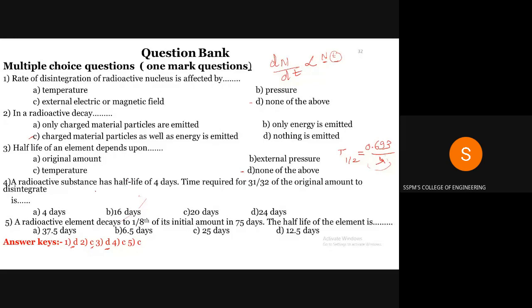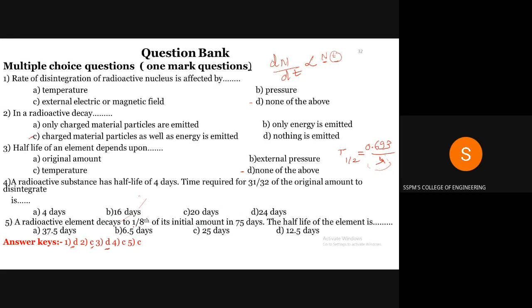A radioactive substance has a half-life of 4 days. The time required for 31 out of 32 of the original amount to disintegrate is what we need to calculate. T half is 4 days. By using this formula, I'll show you this solved example. The fifth one is also based on the same formula.